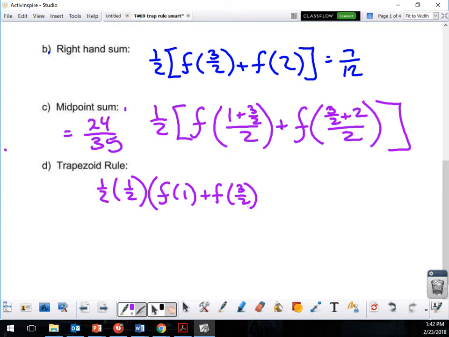Does that make sense? Yeah. This is my first trapezoid, times my height, which is 1/2. Plus my second trapezoid, times my height again, which is 1/2. And what does the second trapezoid start at? 3 halves. F of 3 halves plus f of 2.